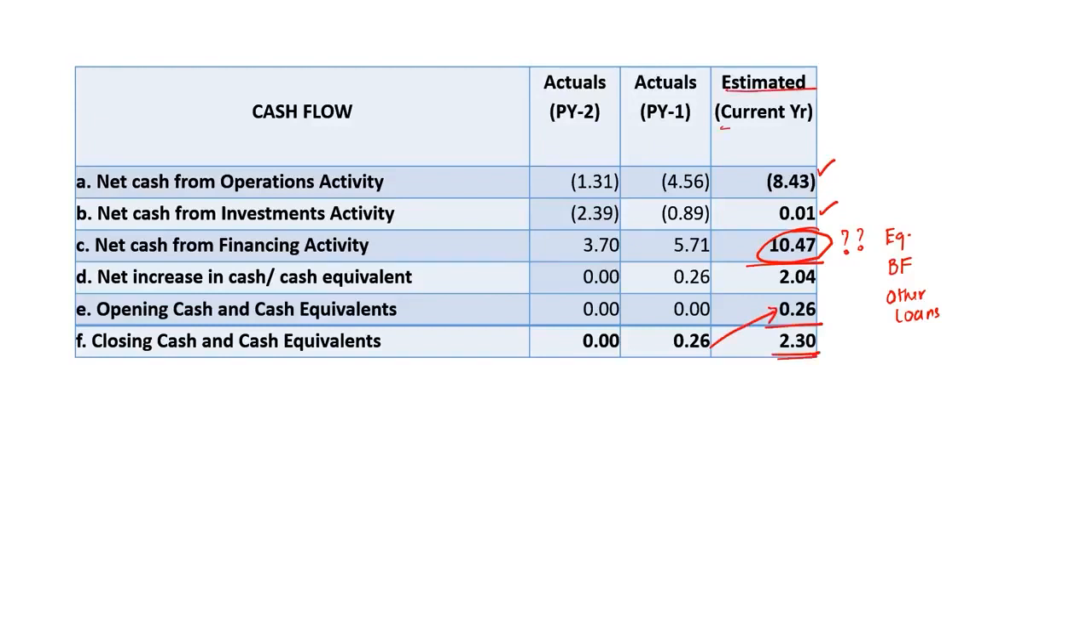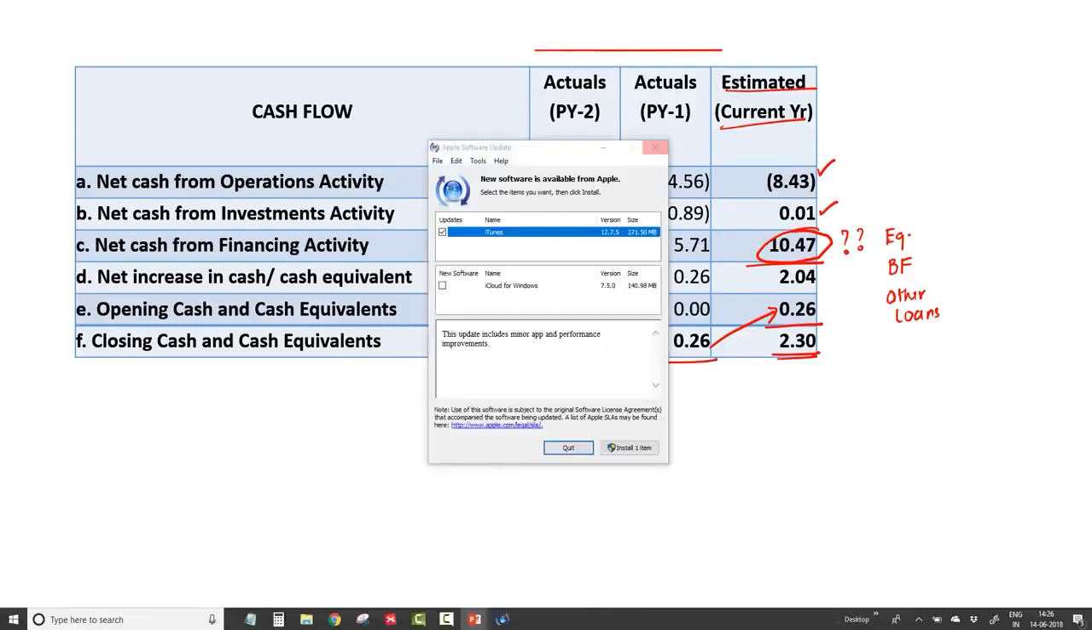Now this is only an estimate, it may or may not happen, but it should be as realistic as possible. But these two are actuals, and the reasons for the deviations or higher levels, all those have to be explained.